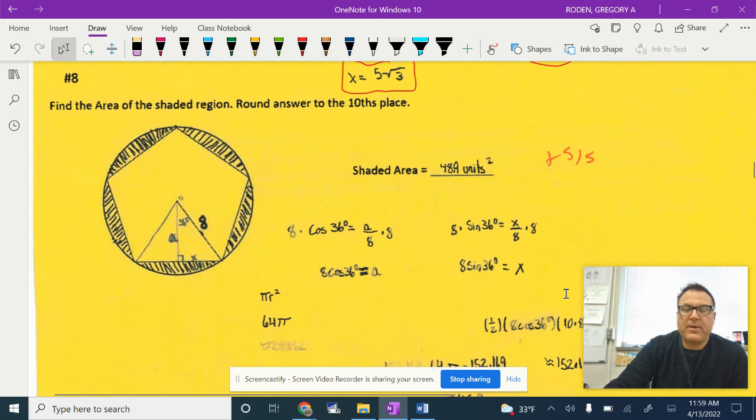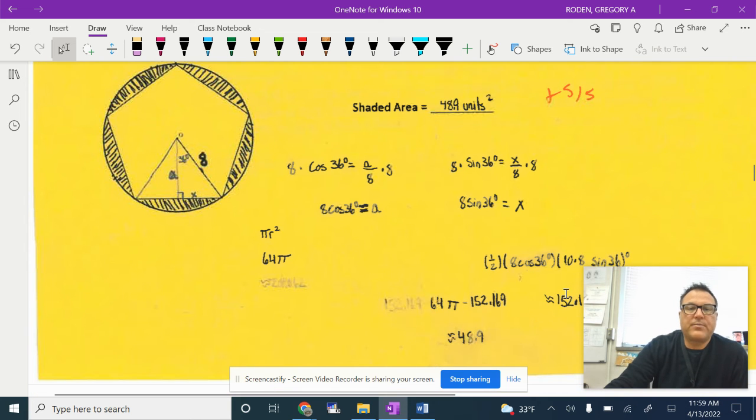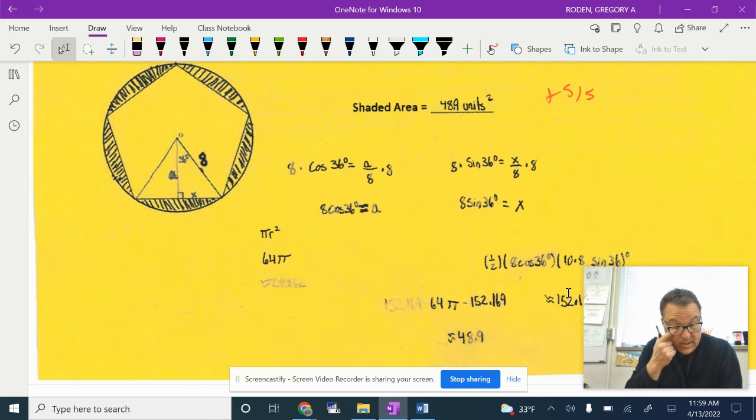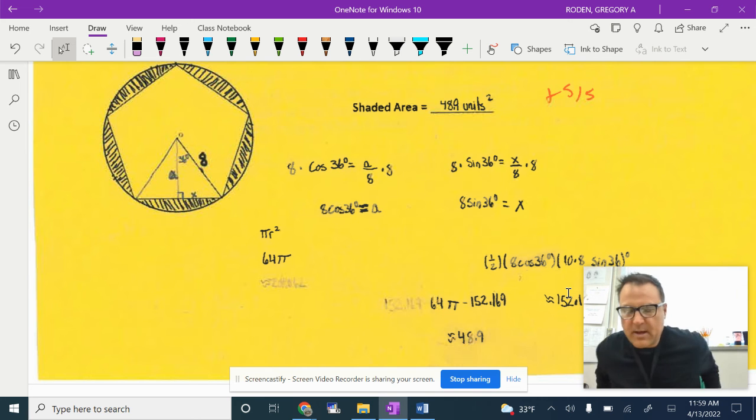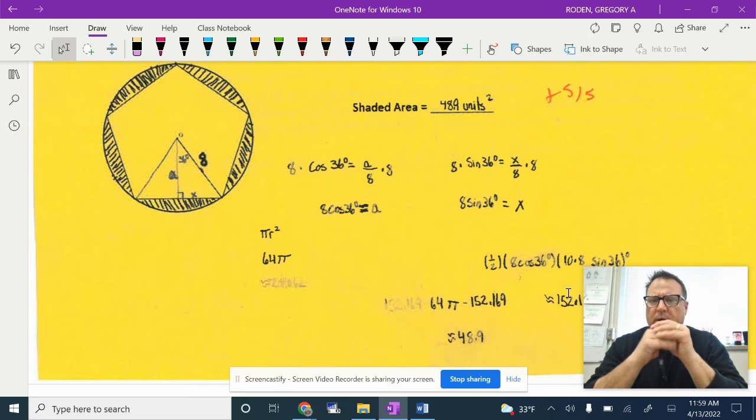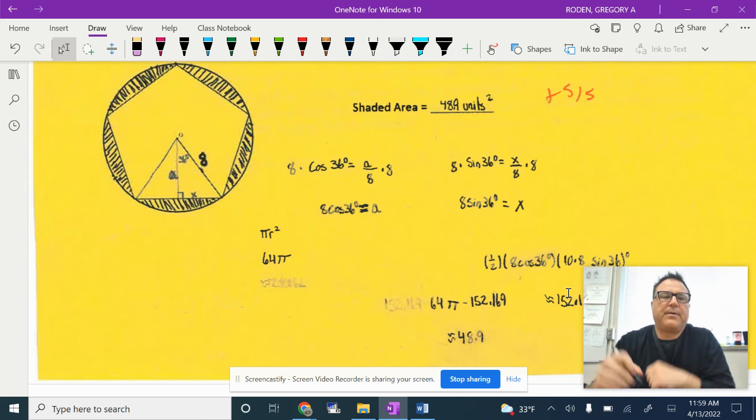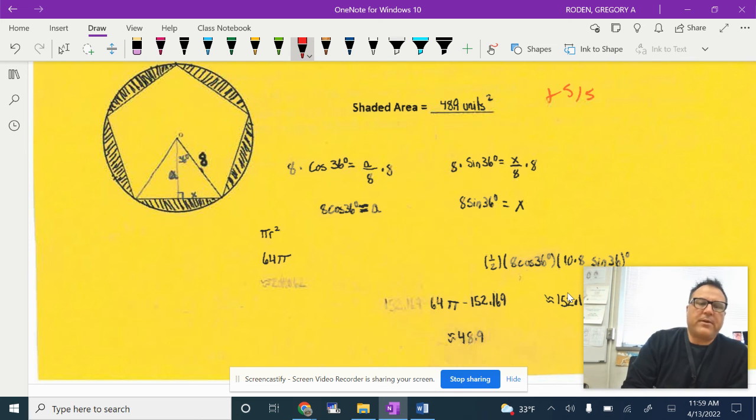Okay, so the next one we have is number 8. And this one is a pentagon inscribed in a circle. First of all, we need to figure out, when you do the math here, I believe this whole thing here is 72 degrees. Then you divide by 2 and you get 36. In this problem, we need to find x and a.